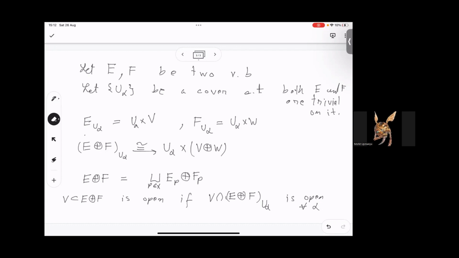If you have U alpha, U beta, V beta, then you consider the covering as U alpha intersection V beta. And now the indexing set will go over alpha and beta. That's it. So you can very easily ensure that there are coverings on which both are trivial, because the moment something is trivial on U, it's also trivial on a subset. That's what we are really using here.